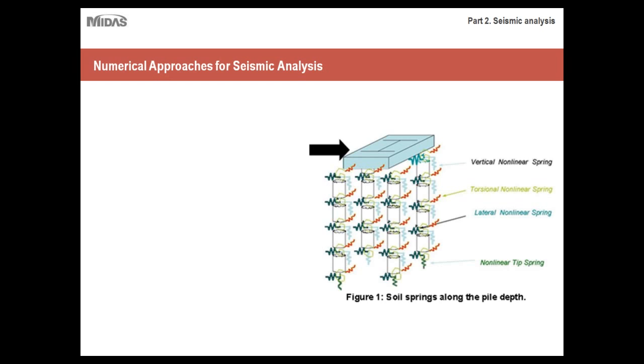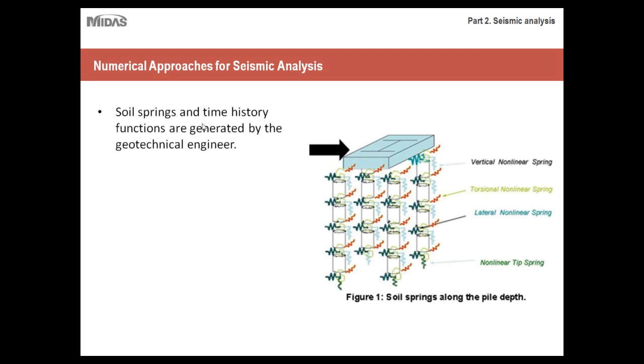Now let's talk about something called soil springs. This is another key factor of time history analysis. Soil springs and time history functions are generated by the geotechnical engineer. So once you have your time history record, it would then be on you to create a time history function as well as soil springs. Essentially, a soil spring is a very special element used in numerical modeling to simulate seismic loading and ground behavior to that seismic loading.